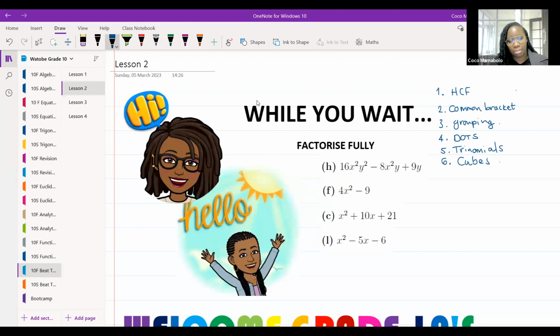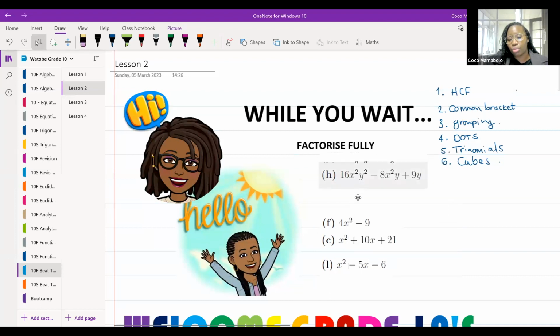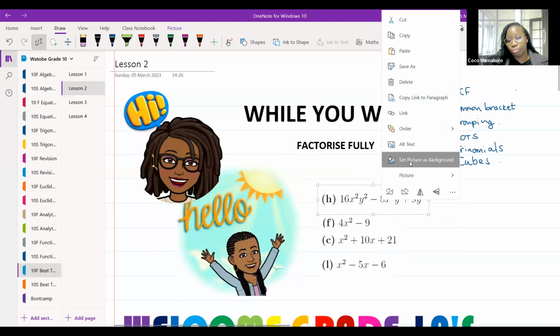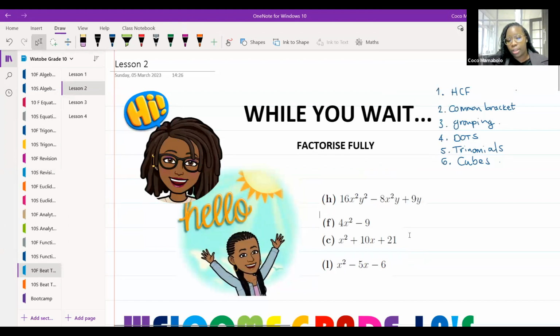So if we wanted to factorize all 4 of these that we look over here, the ones that are named differently, we are first going to look at whether whatever we're doing has a default setting. Can we take out an HCF? Look at H, guys. Do we have an HCF at H? Let's look at this number over here. Can anybody tell me what my HCF is here?